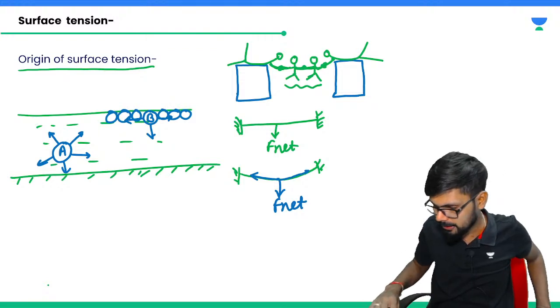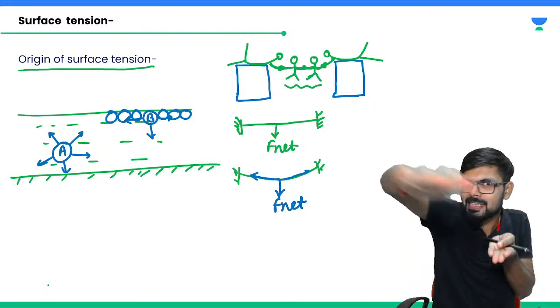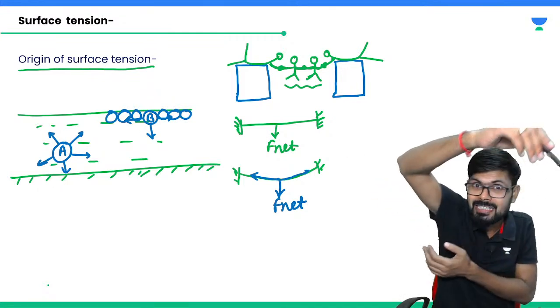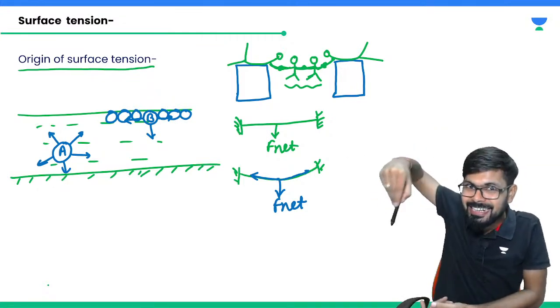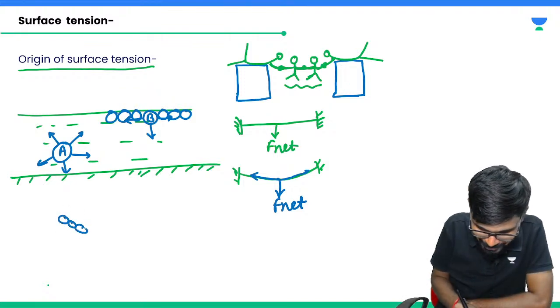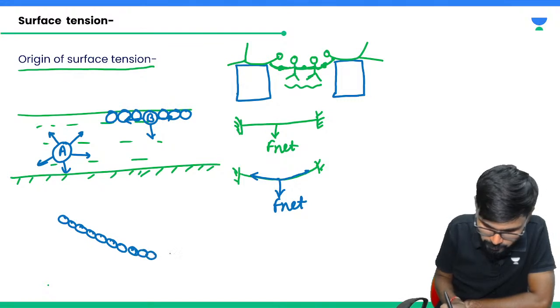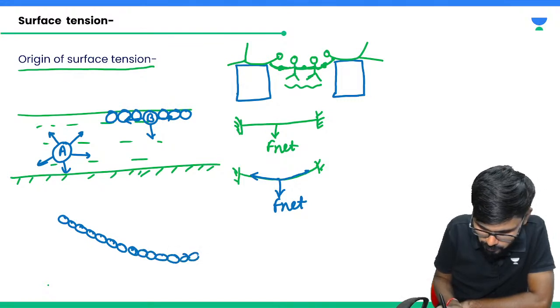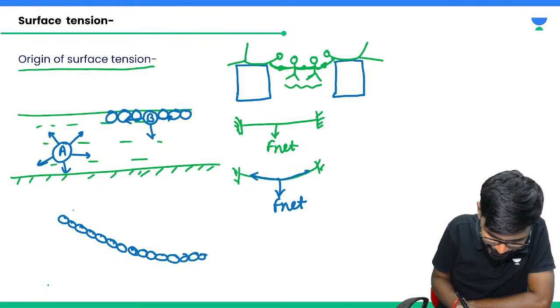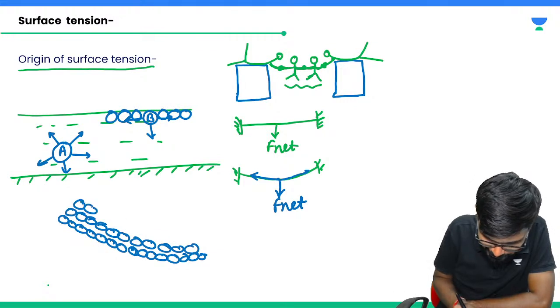Now the second point, listen here. Now basically, the liquid surface is like this, but surface tension is defined in a straight line. Look, this is one line in the surface. This is another line in the surface. This is another line in the surface.